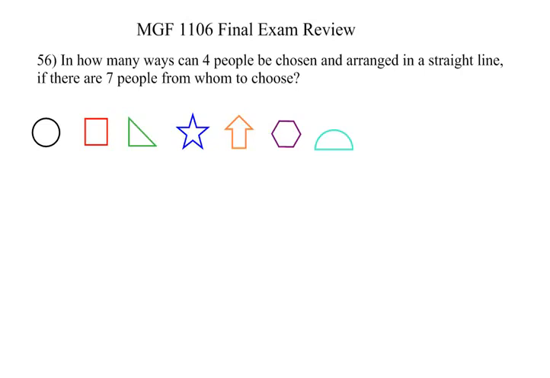Final exam review, number 56. In how many different ways can 4 people be chosen and arranged in a straight line if there are 7 people from whom to choose? One possible way to figure this out is to actually list out all the different possibilities of selecting 4 people from 7.